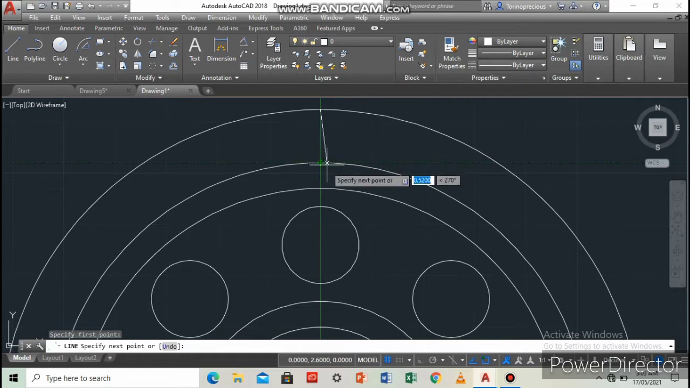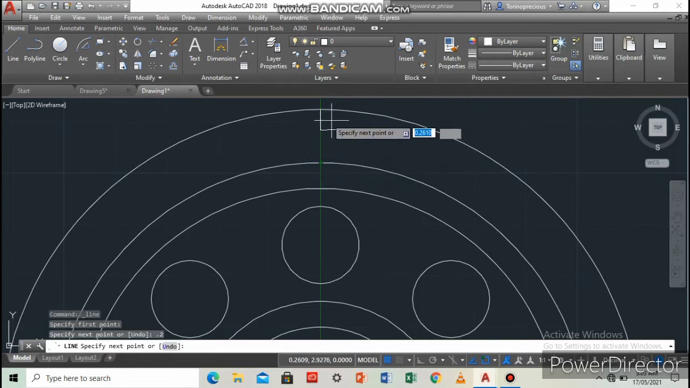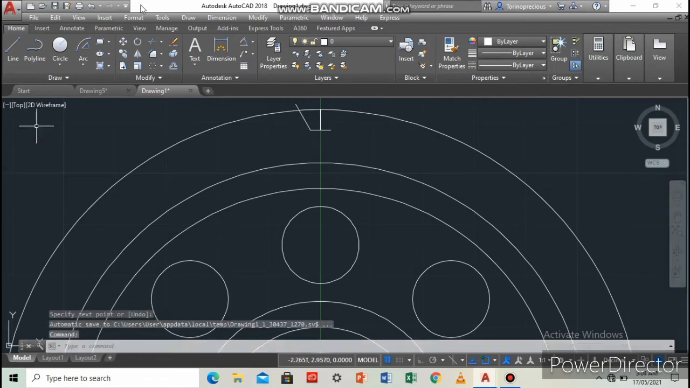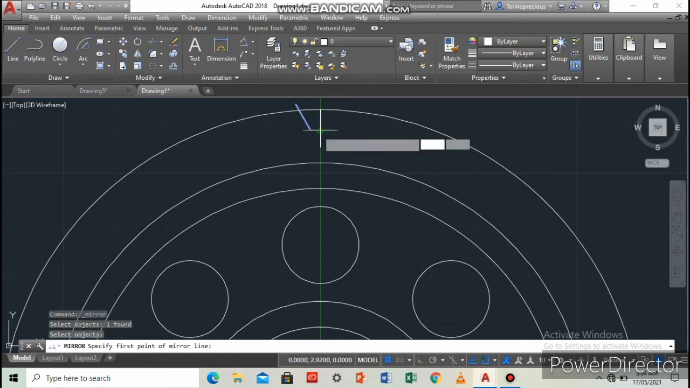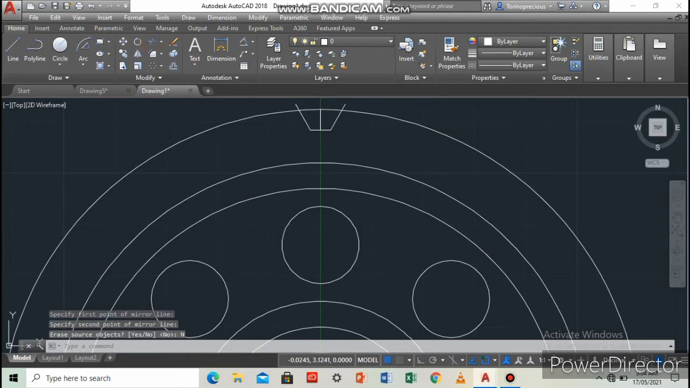So let's start with a vertical line with a length of 0.2. Next would be 2 horizontal lines on each side of this vertical line with a length of 0.1 inches each. Create a diagonal line from this point, at an angle of about 120 degrees, and on the other side with an angle of 60 degrees, or you can just mirror this figure. Then trim all unnecessary lines.